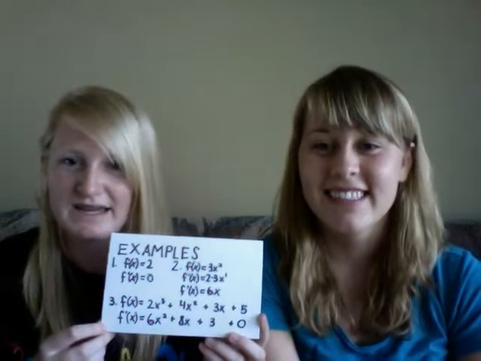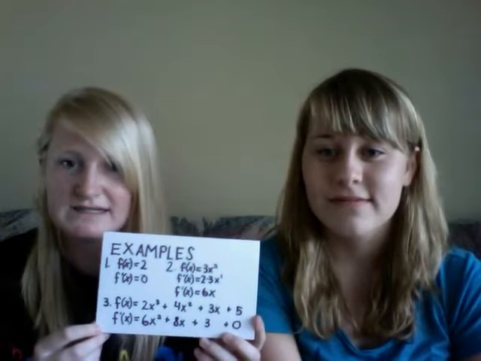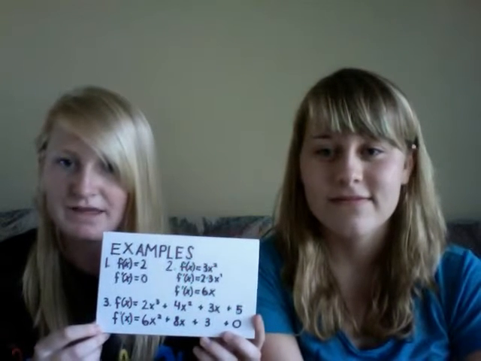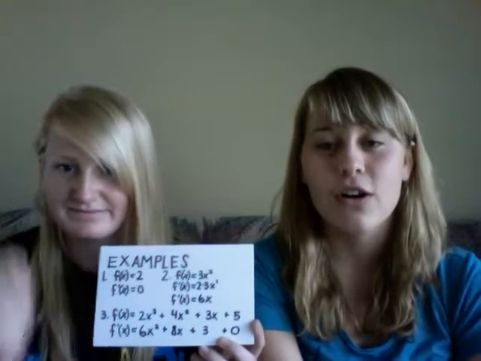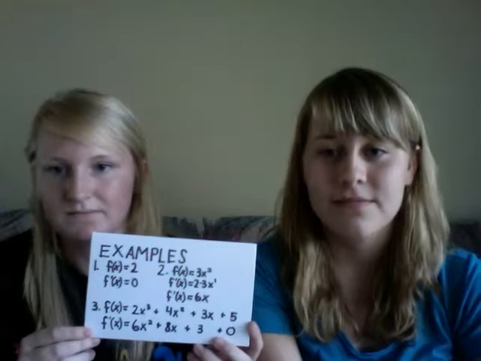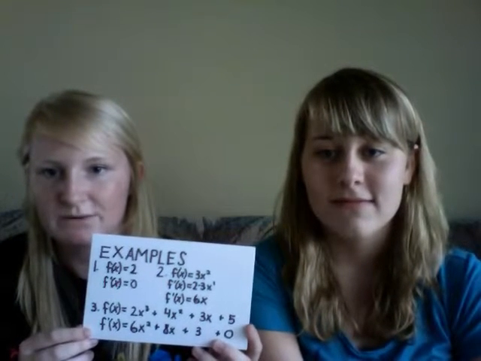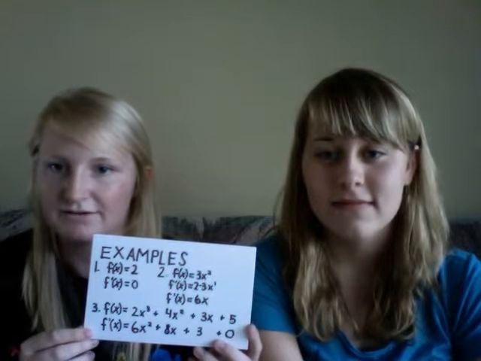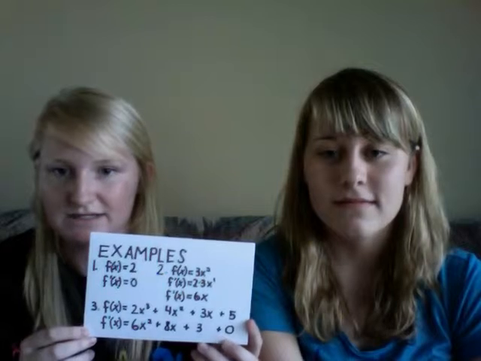When there is a variable in the function, you multiply the coefficient by the exponent and subtract 1 from the exponent. So for the function f of x equals 3x squared, f prime of x equals 6x. If you have a longer polynomial, simply derive each term and add them all together. For f of x equals 2x cubed plus 4x squared plus 3x plus 5, f prime of x equals 6x squared plus 8x plus 3.